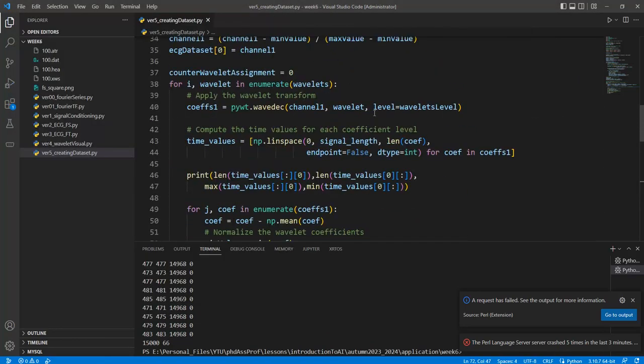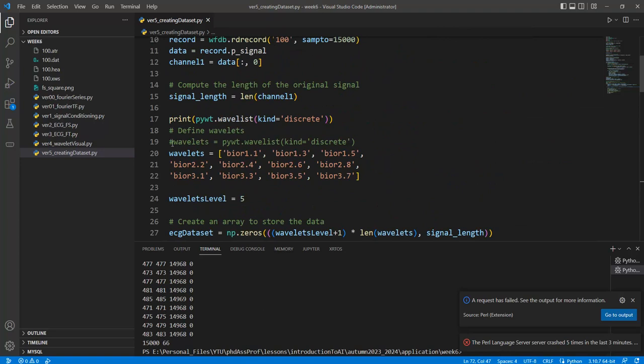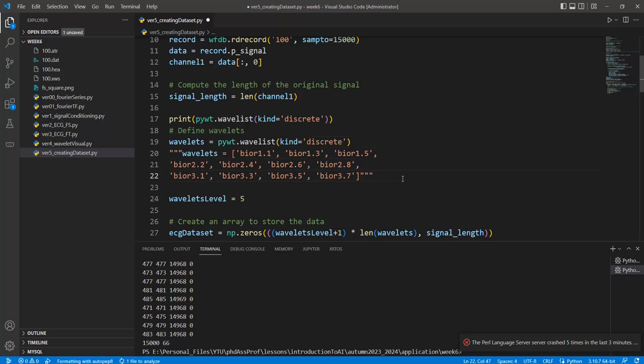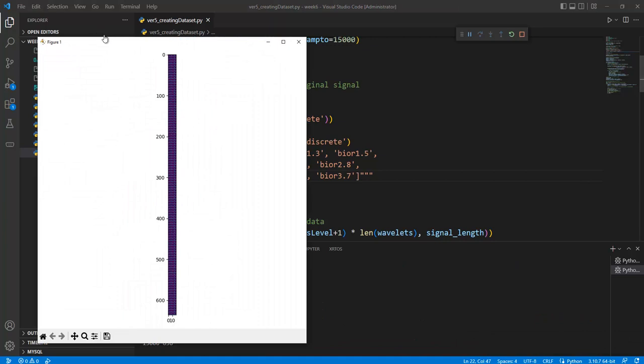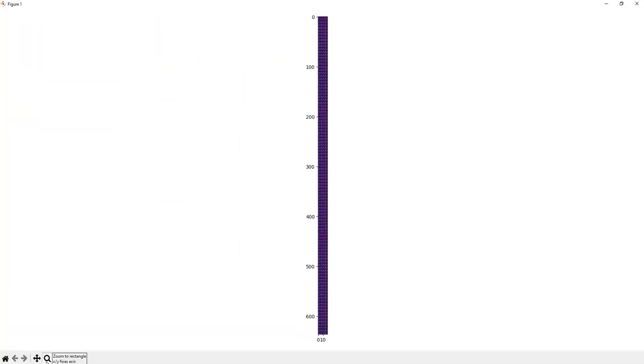If we choose the whole kind of wavelets, like this one, we have 100 different pieces of information. Okay? Oh, 600 different pieces of information with level 5. We have 100 different types of wavelets, and the 5 levels are included in here, and so we have 600 different data from one signal.